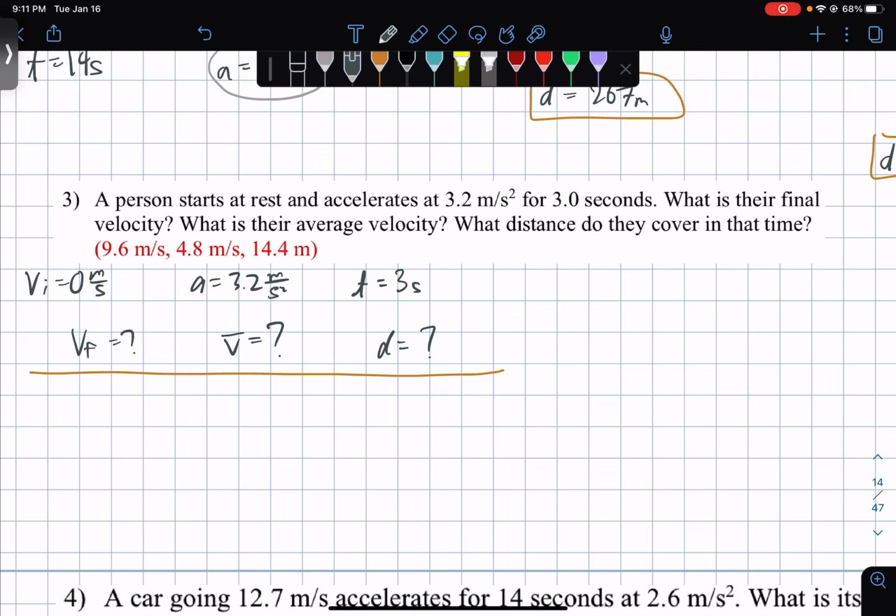Alright, so first things first, let's solve for the Vf. I think that's the easiest that we could solve right now. Let's use the acceleration formula: acceleration is equal to Vf minus Vi over time total. Vf is missing. Acceleration is 3.2 meters per second squared. Vi is 0 meters per second. Time total is 3 seconds.